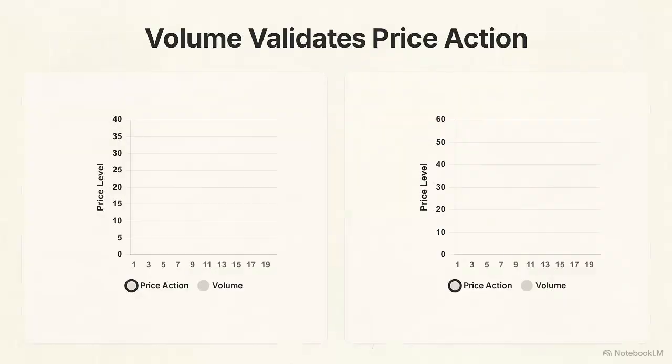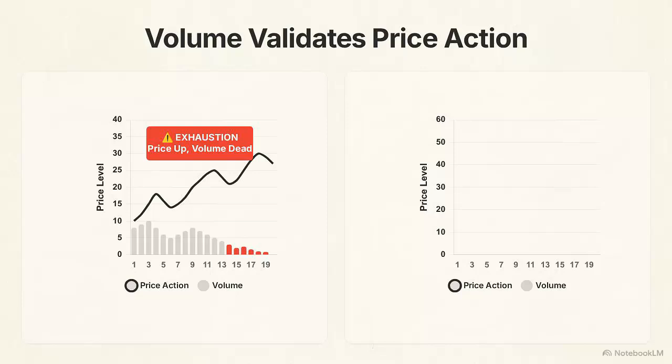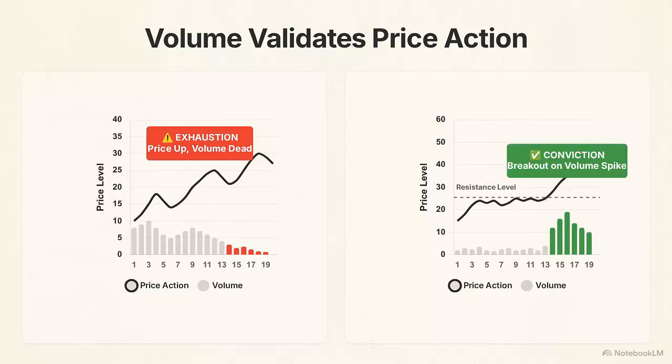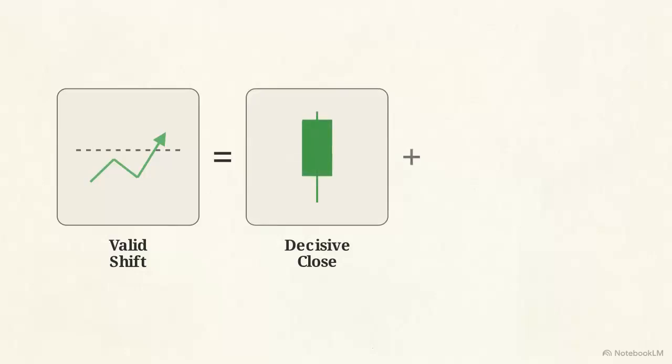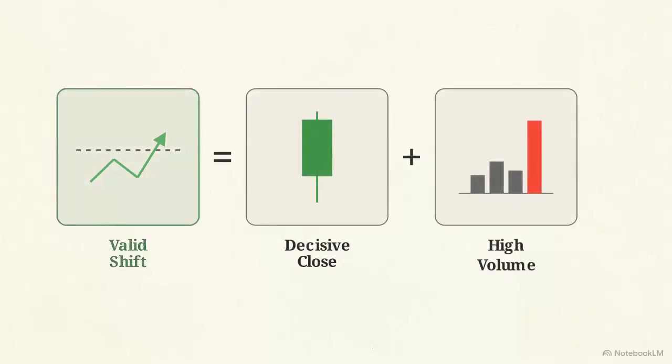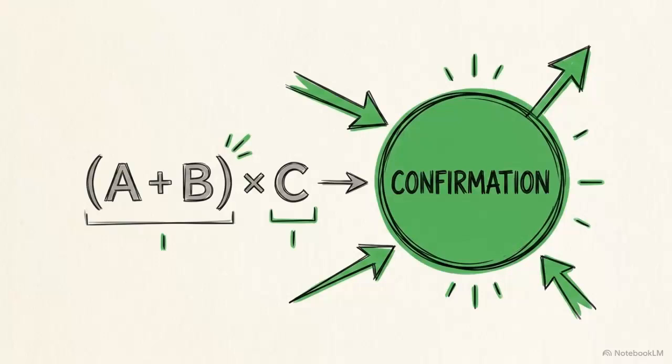Note the difference between these two scenarios. On the left, price reaches a new high on low volume, suggesting exhaustion. On the right, price breaks a level on high volume, indicating strong participation and follow-through. A valid structural shift requires a decisive close in price and a corresponding increase in volume. These two factors together confirm the market's intention.